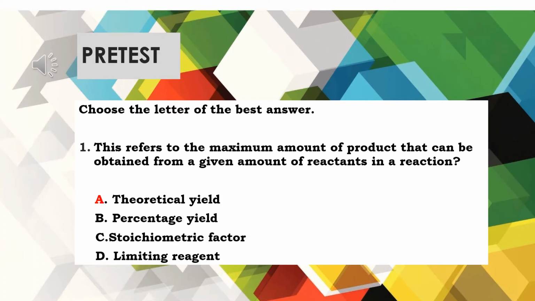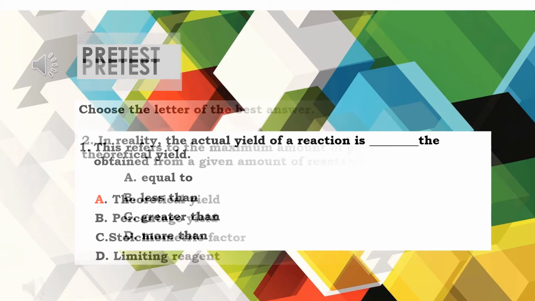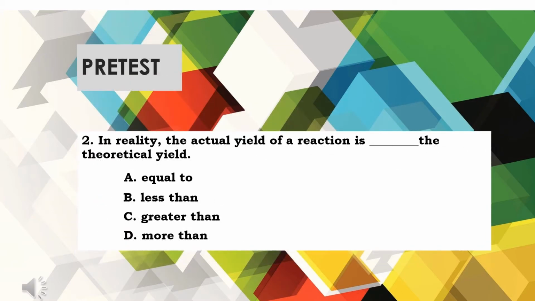The answer is letter A. Theoretical yield. Number 2. In reality, the actual yield of a reaction is blank the theoretical yield. A. Equal to, B. Less than, C. Greater than, or D. More than. Letter B is the answer.